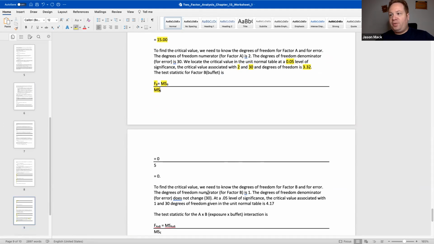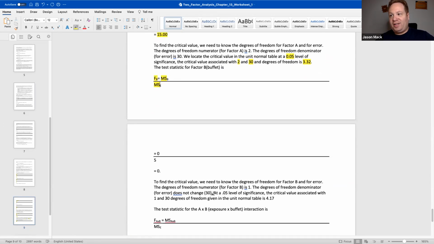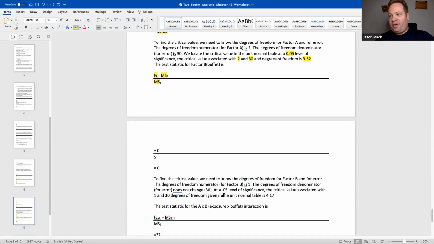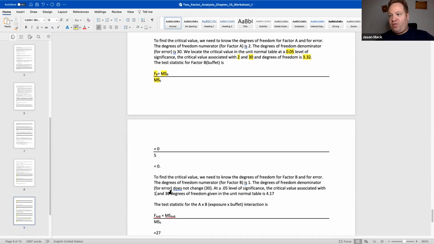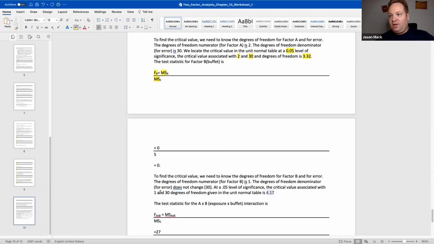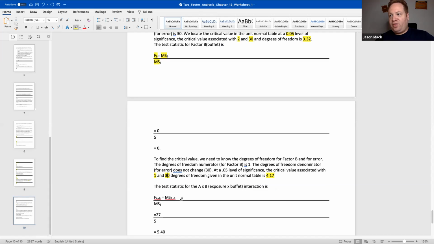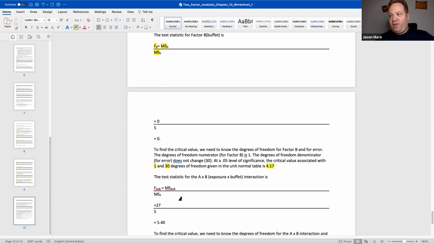The degrees of freedom denominator for error does not change, so that's 30, which I mentioned previously in terms of the denominator not changing. At a 0.05 level of significance, the critical value associated with 1 and 30 degrees of freedom in the F table is 4.17. Again, look up those 2 different degrees of freedom in your F table, and you'll see that it's 4.17.